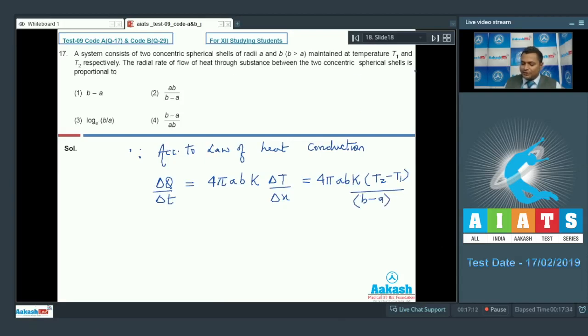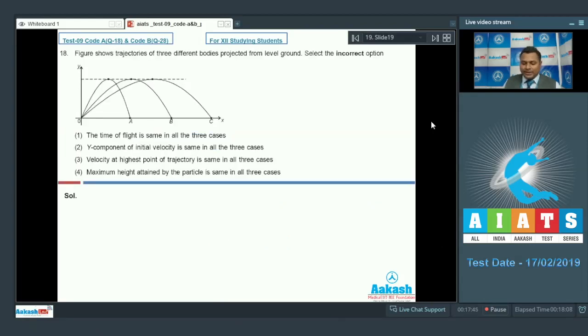Now we have to find out that the rate of flow of heat is proportional to what. 4 pi is a constant, k is a constant, temperature they are kept at particular temperature T2 and T1. So these things are constant. It means this flow of heat is actually proportional to their geometry, that is ab divided by (b minus a). So now we will proceed with the second option as the correct option. Now let us see question number 18.